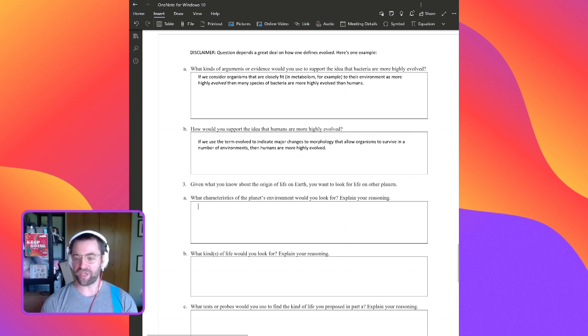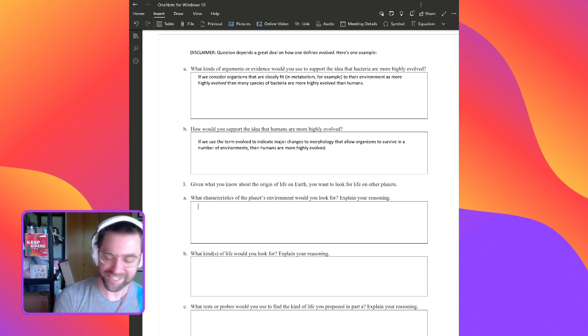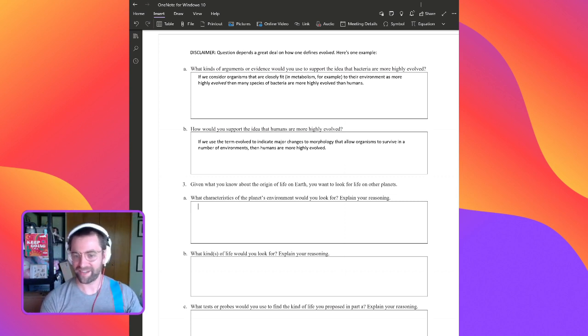All right, so given what you know about the origin of life on Earth, you want to look for life on other planets. What characteristics of the planet's environment would you look for? And explain your reasoning. And again, science fiction is a really fantastic source of inspiration here. The best science fiction is grounded in a really solid understanding of the principles that you are all learning. So if you do not go on to become scientists, please go on to become storytellers who can tell convincing science fiction stories. They're my favorite kind. The Martian comes to mind again. What characteristics of the planet's environment would you look for? Explain your reasoning.